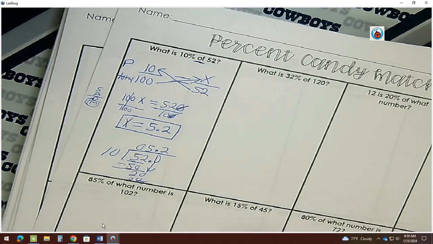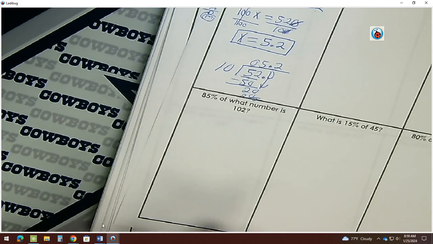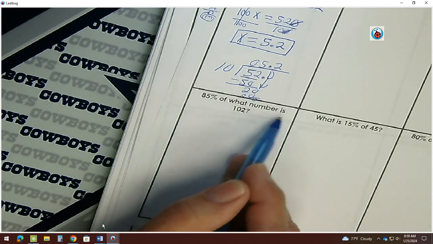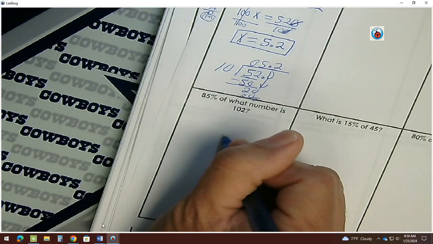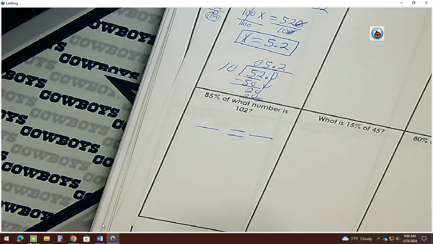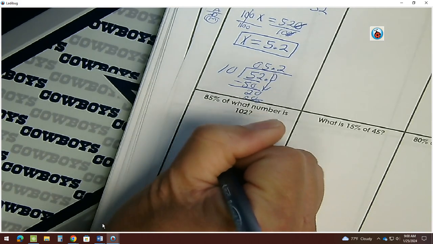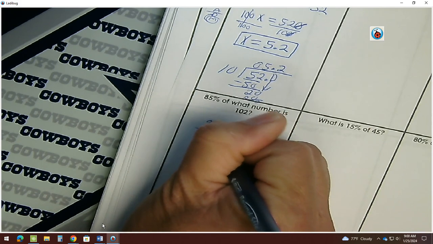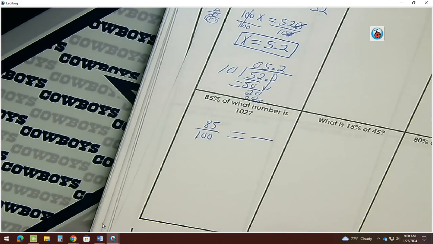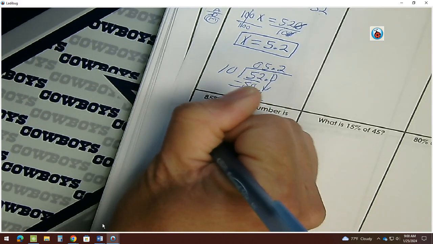So listen. Let me do one that says "of what number." This one says 85% of what number is 102. I see the 85%, so I'm going to do the strategy of proportions. What goes on the bottom? 100, and the top 85. Let's label: who's the 100, always, in percent? The total. Who's the 85? The part.